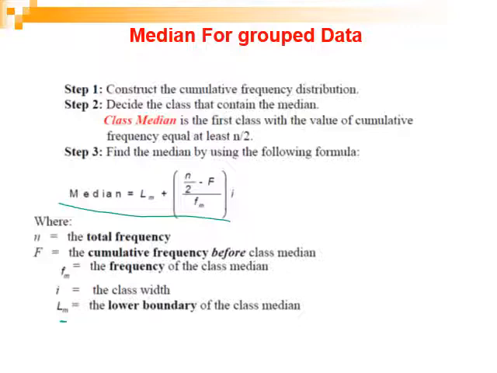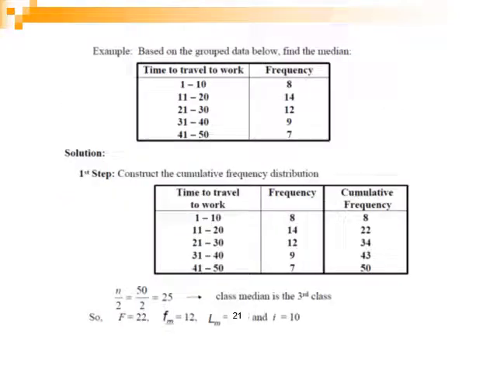Okay, let's take an example for more clarity. Based on the grouped data below, find the median. Of course, we have here grouped data with its associated frequencies and we want to get the median. Let's apply the rule for the median for grouped data. In the first step, we will find the cumulative frequency.